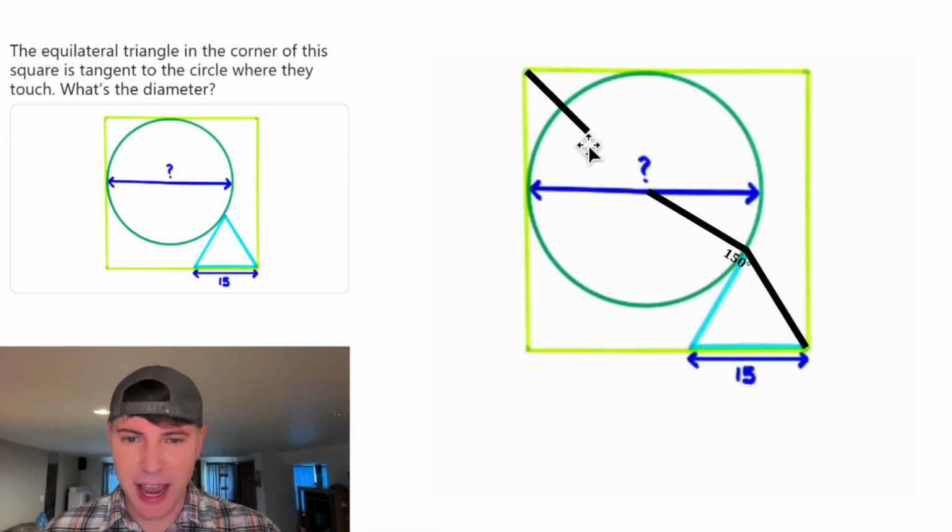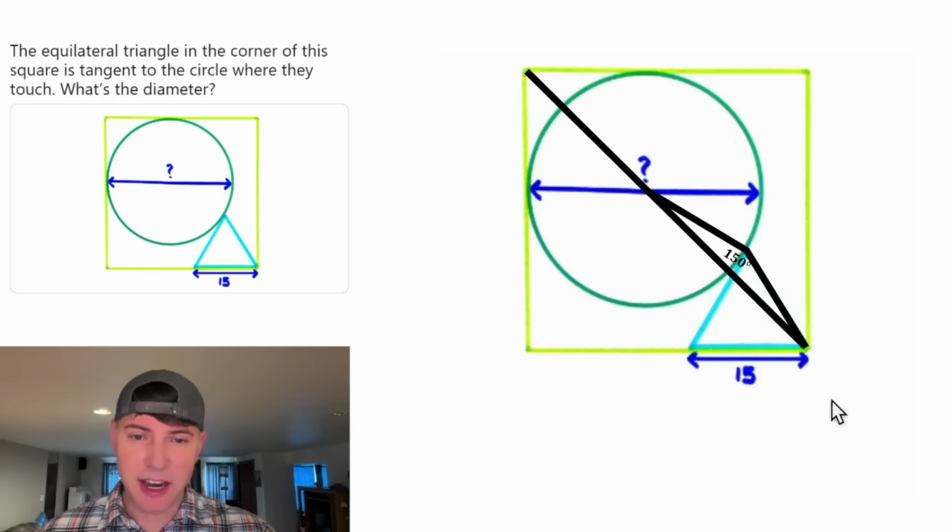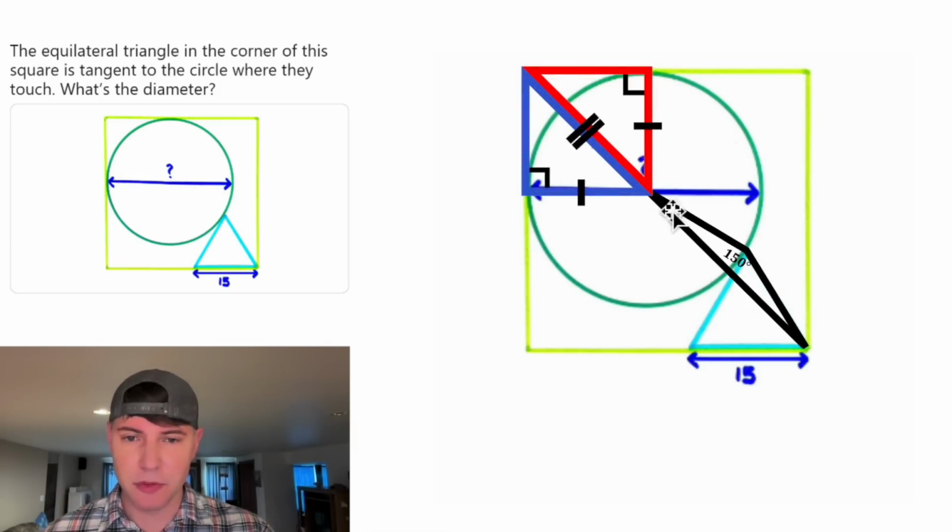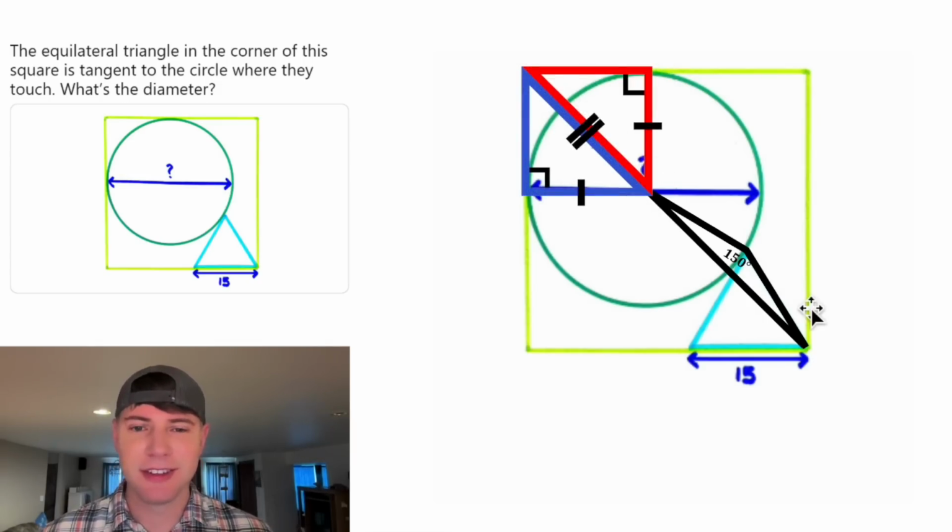Next, let's draw the diagonal of the square. And this diagonal will go through the center of the circle. And that's related to the fact that the circle is tangent on both of these points. These two radii end up forming two right triangles, and you can prove it would have to go through the center of the circle. And here's the fun part.